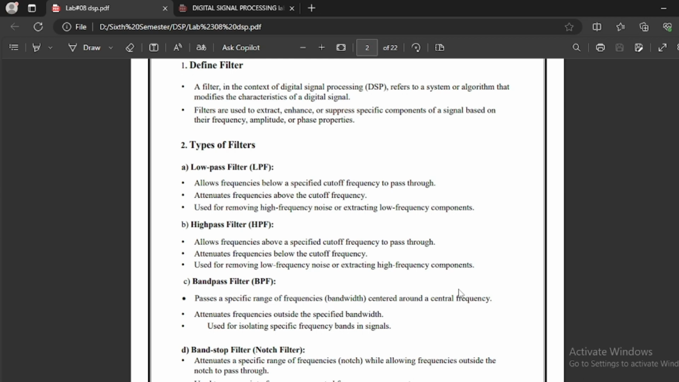Number 1, low pass filter. Low pass filters allow frequencies below a specific cut-off frequency to pass through. They attenuate frequencies above the cut-off frequency, and are used for removing high frequency noise or extracting low frequency components. Number 2, high pass filter. High pass filters allow frequencies above a specific cut-off frequency to pass through. They attenuate frequencies below the cut-off frequency, and are used for removing low frequency noise or extracting high frequency components.